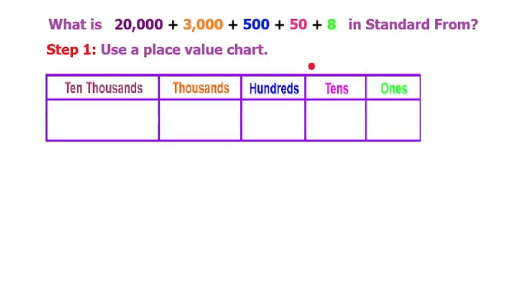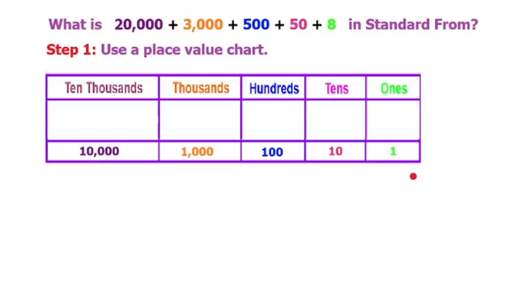So the first step is to use a place value chart. So this column is the 10,000s, this is the thousands, this is the hundreds, this is the tens, and this is the ones. So just to show you what each one looks like, this is what 10,000 looks like, this is what 1,000 looks like, this is what 100 looks like, this is what 10 looks like, and this is what 1 looks like.